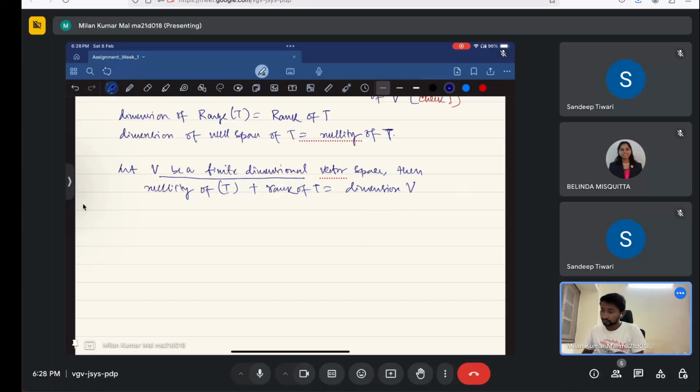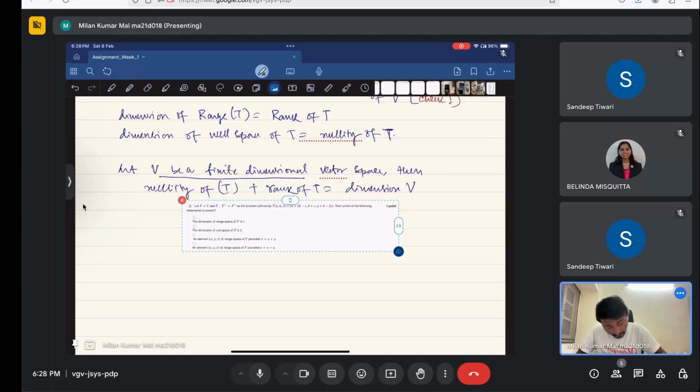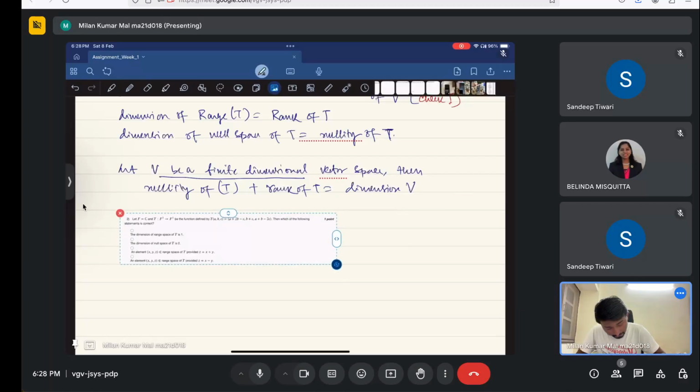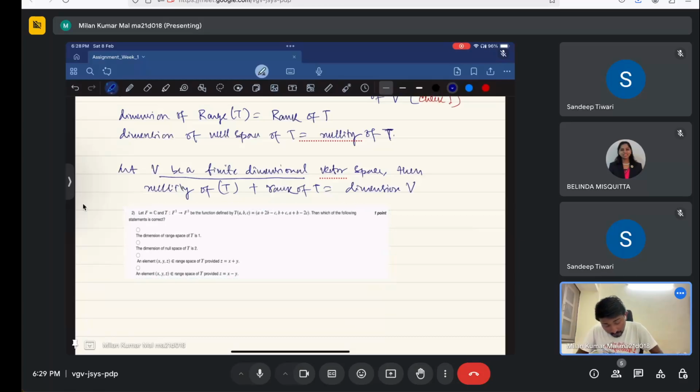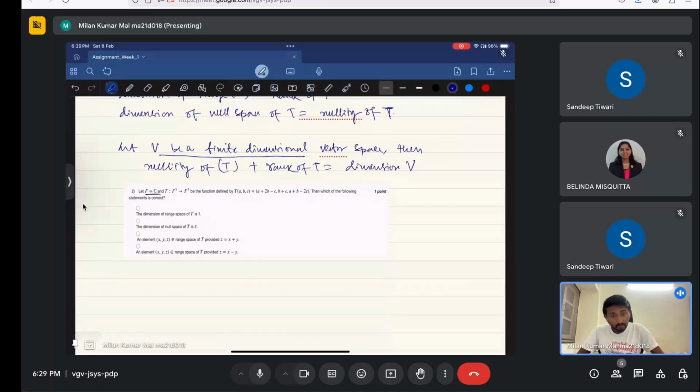Now let's solve another problem which may be related to this. It says let F be the field, the complex number field, and T is a map from F^3 to F^3, that means T is a map from C^3 to C^3 with the function defined this way. Then which of the following statements is correct? The dimension of the range space of T is 1; the dimension of the null space of T is 2; an element (x,y,z) is in the range space of T if it satisfies the condition z equals x plus y; and an element (x,y,z) is in the range space of T provided z equals x minus y.